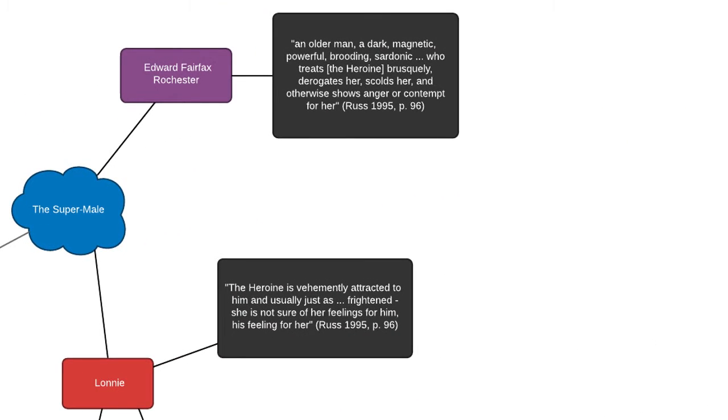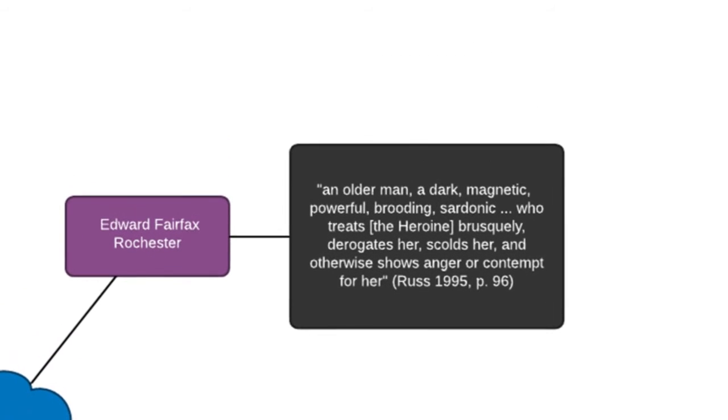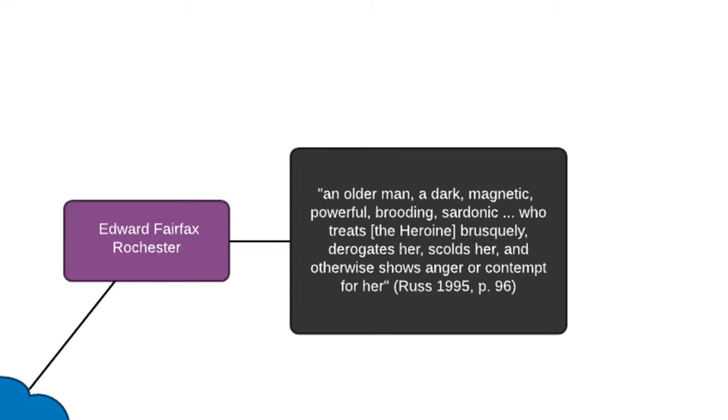The supermale. Now we will look at the most revised trope of Russ's formula, the supermale. Russ describes the supermale as an older man, a dark, magnetic, powerful, brooding, sardonic man who treats the heroine brusquely, derogates her, scolds her, and otherwise shows anger or contempt for her. This perfectly describes Rochester's character in Jane Eyre. In Gone Home, however, it may at first seem as though there is no supermale. This is where we need to analyse the revisions of the role of this character.